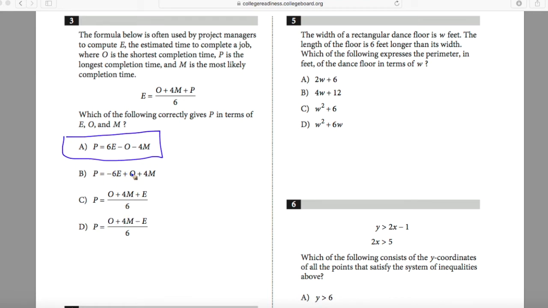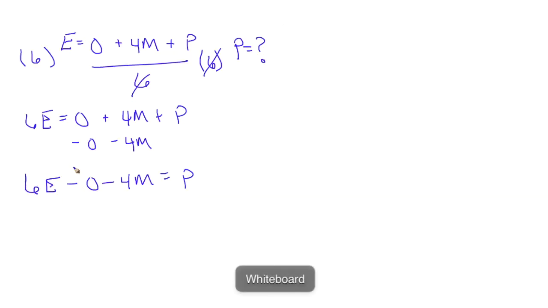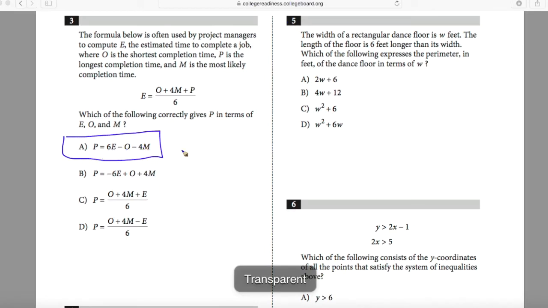B says negative 6e, as if I had made an incorrect sign change, but I want to have a positive 6e, a negative O, and a negative 4m. So A is my best possible answer.